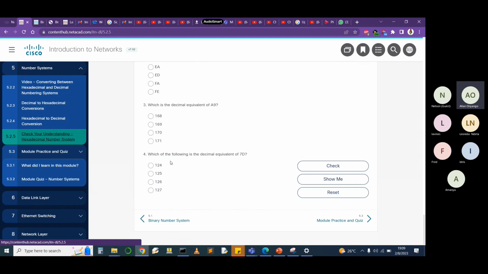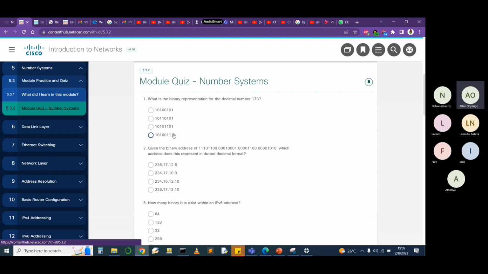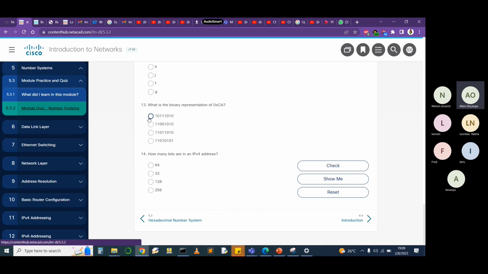Ladies and gentlemen, it's important to note that the last one is 532, as I told you, the module quiz. Do those quizzes, and they have a check. You fill in the answer, then you click check once you have finished the 14 of them, and you can reset. Please avoid using Show Me, because that is for lazy people. Normally, my class doesn't have lazy people. My class has people who work very hard. So please avoid Show Me, because Show Me does not make you learn.